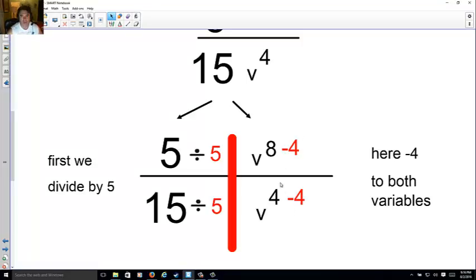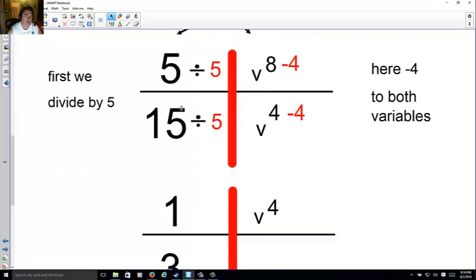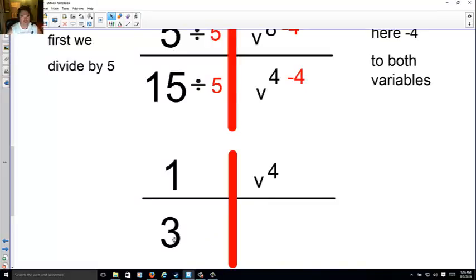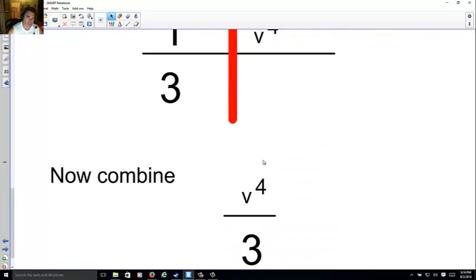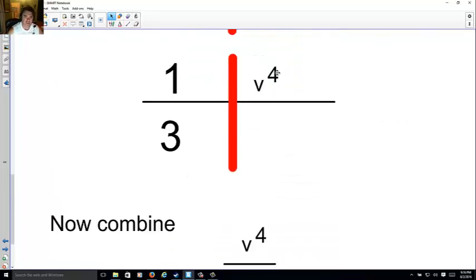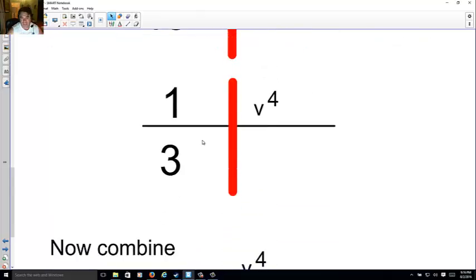Here, I'm going to go ahead and take the top and divide. I mean, go ahead and have 8 v's versus 4 v's. So there's two separate things happening. So here I divide by 5, and I get 1 over 3. Here, the v's fight it out, and top wins by 4. Now I simply combine to 1v to the 4th over 3, because that's all that's left.